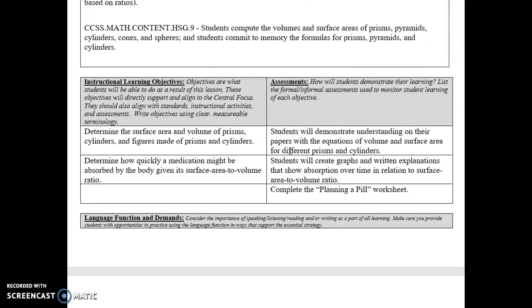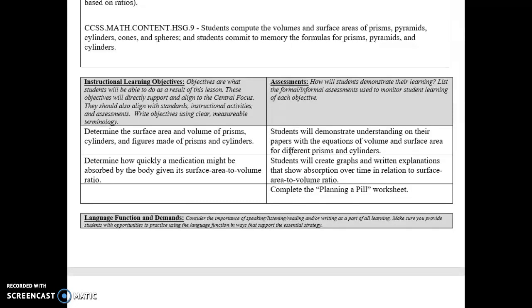The instructional learning objectives are basically straight from the document. It is to determine the surface area and volume of prisms, cylinders, and figures made up of different prisms and cylinders, and determine how quickly a particular medication in a certain shape might be absorbed by the body given its surface area to volume ratio.